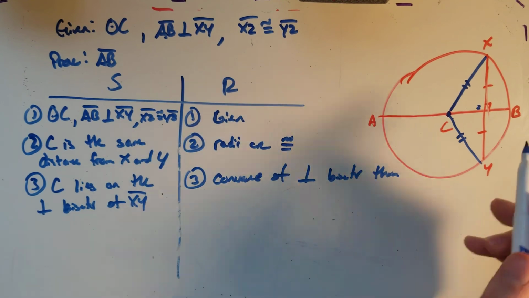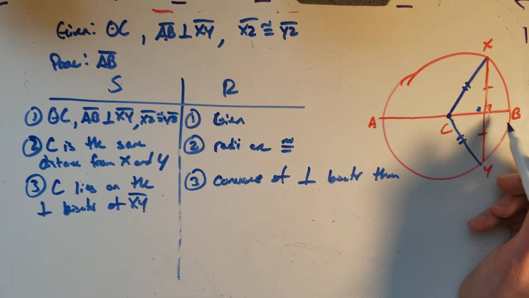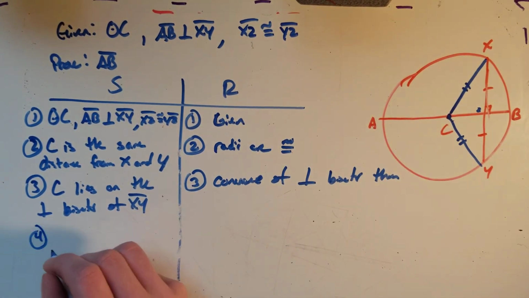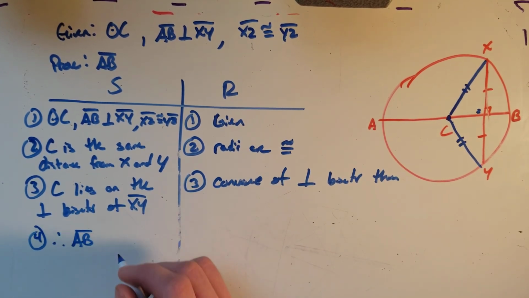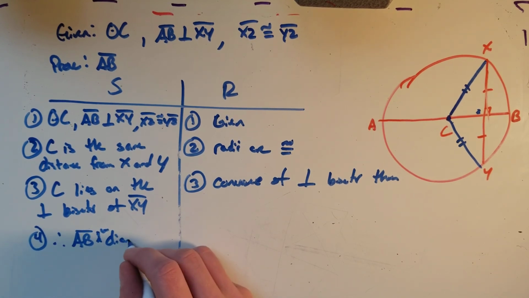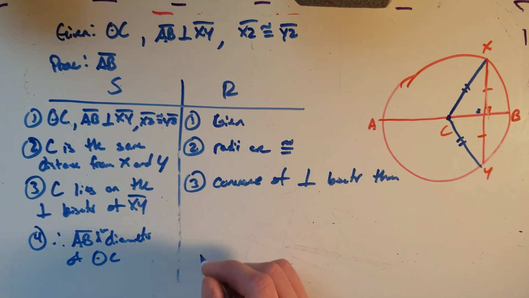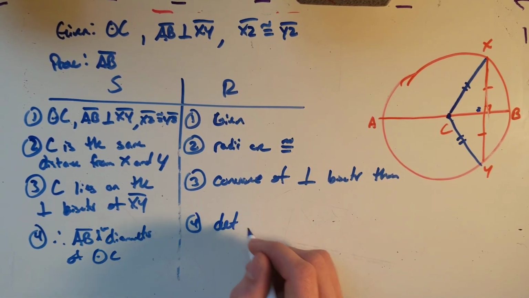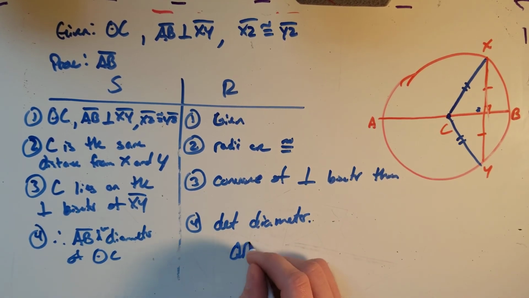And again, we know that AB is the perpendicular bisector, and since C falls on the perpendicular bisector, that means AB goes through the center of the circle, which means AB is a chord going through the center of the circle, so AB is therefore the diameter of circle C. And we know this because that's the definition of diameter. And then we're all done.